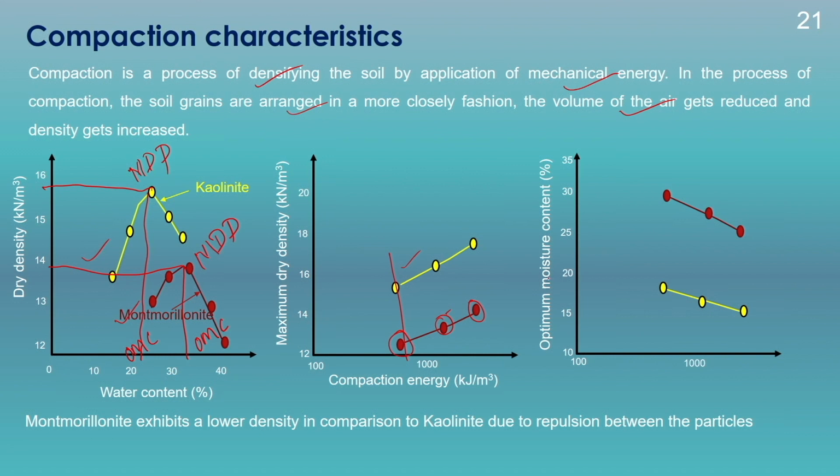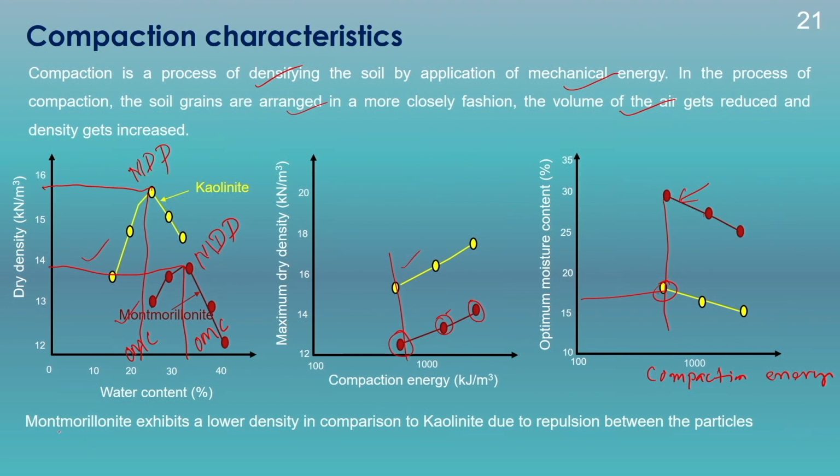Similarly, here also if we compare the optimum moisture content with the compaction energy, we can see here that montmorillonite will have a higher value of optimum moisture content in comparison to kaolinite for the same compactive effort. This is for kaolinite, which has a lower value of optimum moisture content in comparison to the montmorillonite mineral.